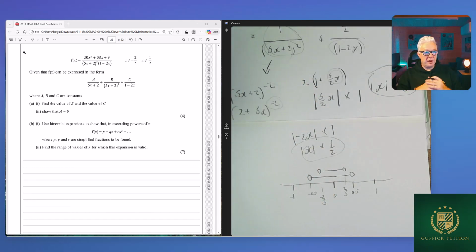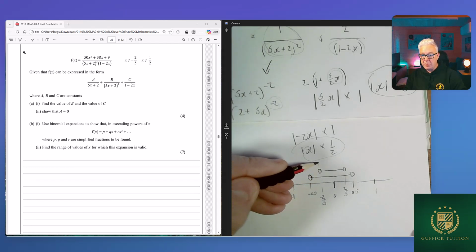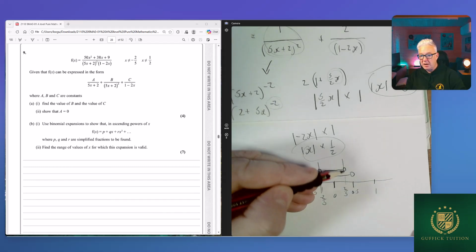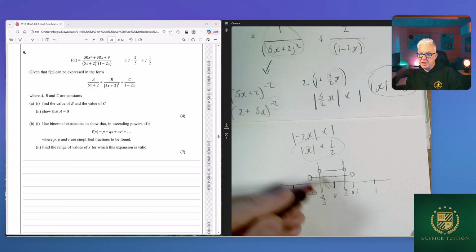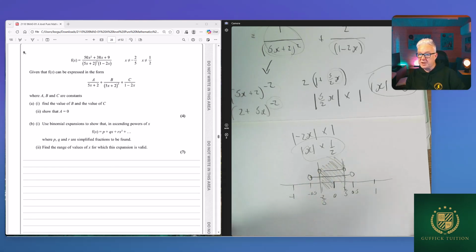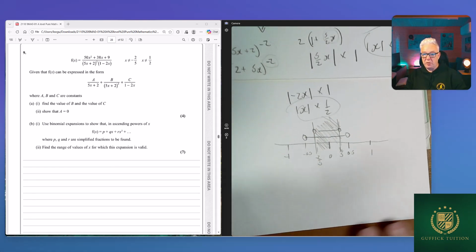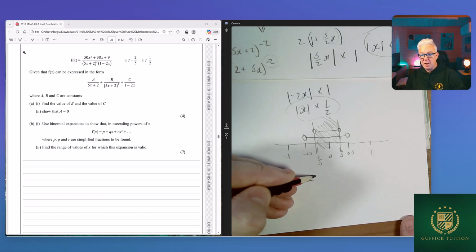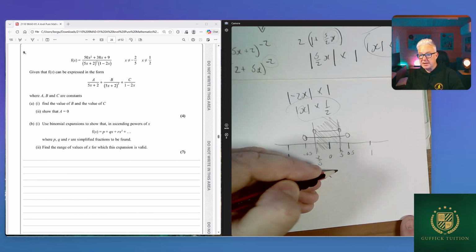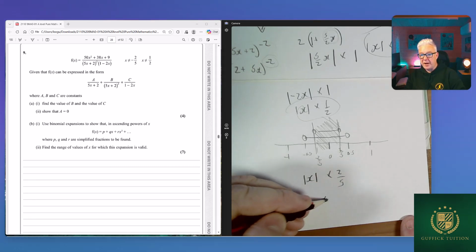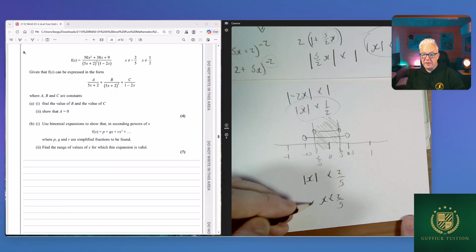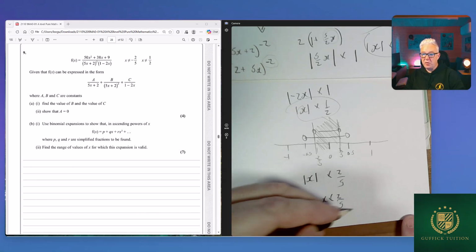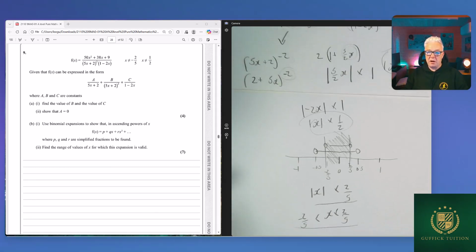Now, in order for the whole thing to be working, we need both parts of the expansion to be valid. So the whole thing is only working in between here and in between here. We always go with the most restrictive of those two criteria. Okay, so therefore the whole expansion is valid for the modulus of x is less than 2/5, or you could write that as x is less than 2/5 but greater than minus 2/5 if you wish. But both of those are correct.